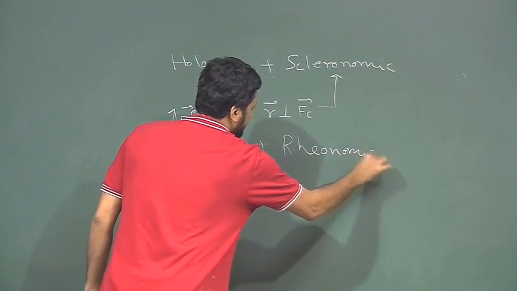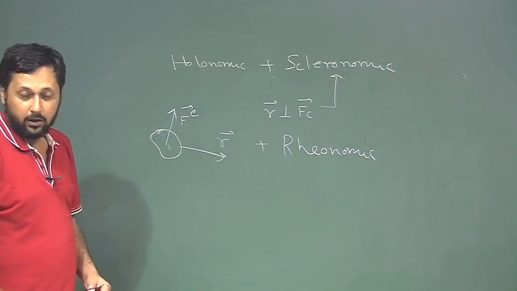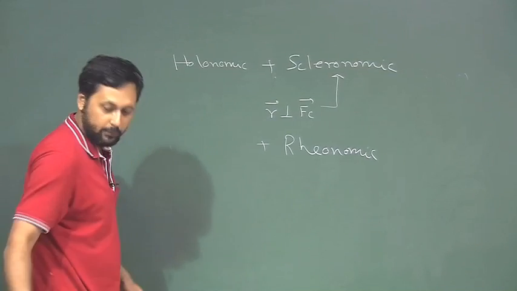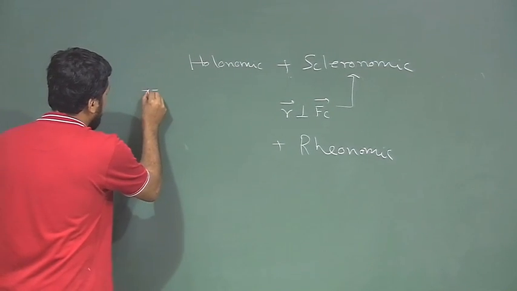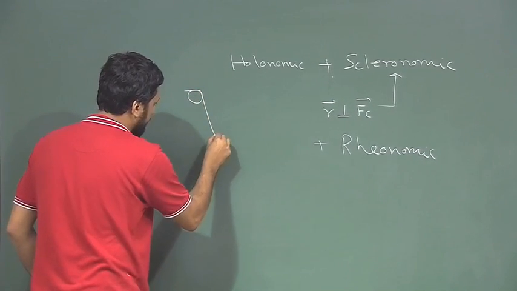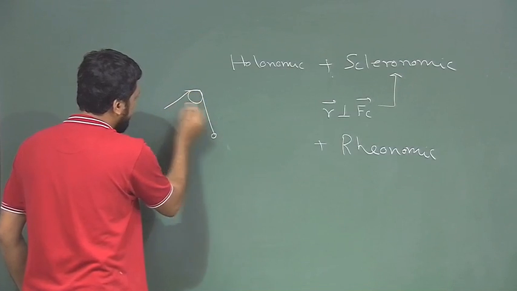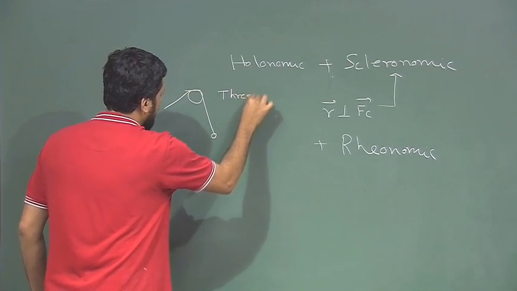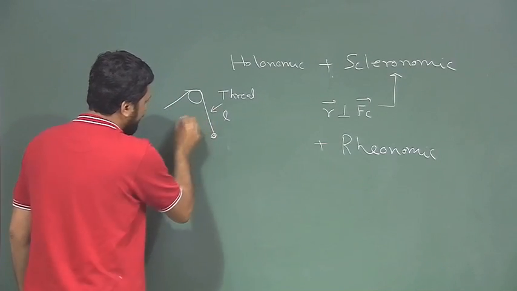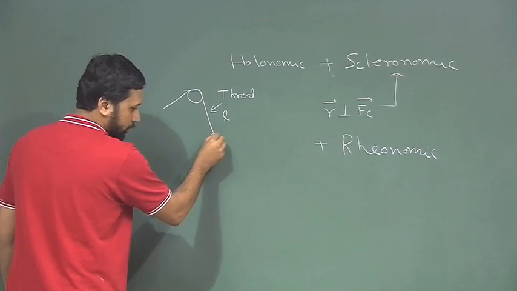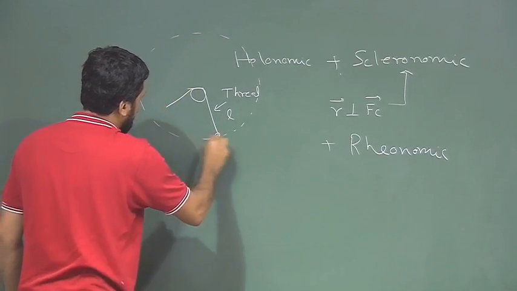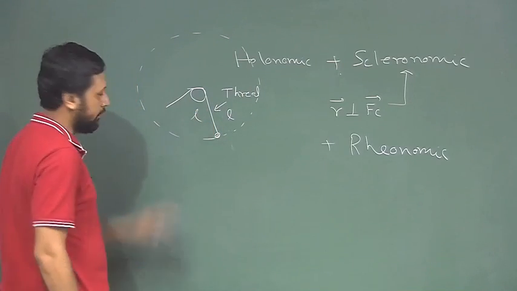Now, if we have holonomic plus rheonomic, that means when the constraint is changing, the condition of constraint is changing as a function of time. So, the example we gave was the following. Let us say there is a pulley here and a pendulum at the other end of the thread. This is the thread of the pendulum which has a length L. The pendulum at this point should move on a circle of radius L, right.